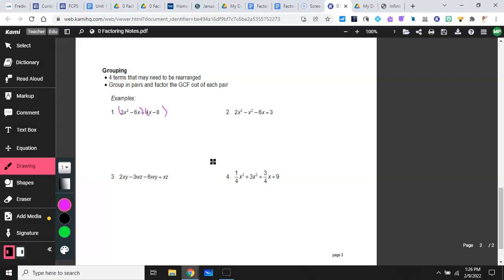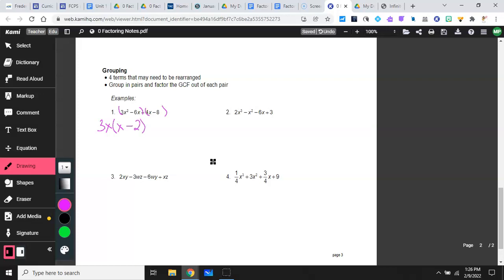And then I'm just going to look for the greatest common factor between just the first two terms. So between 3x squared and 6x, the greatest common factor is 3x. That is the biggest number that I can divide out of both terms, or the biggest expression, because x is really not a number. So 3x squared divided by 3x is x. Negative 6x divided by 3x is negative 2.